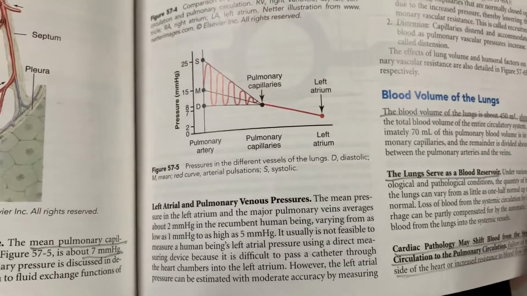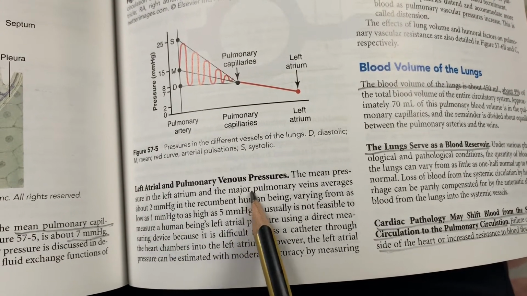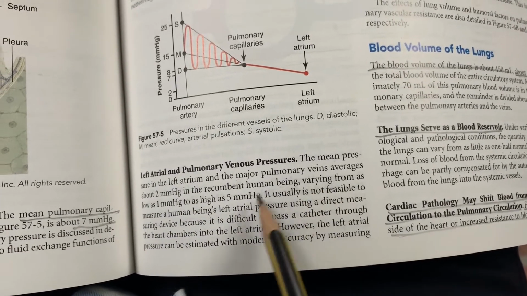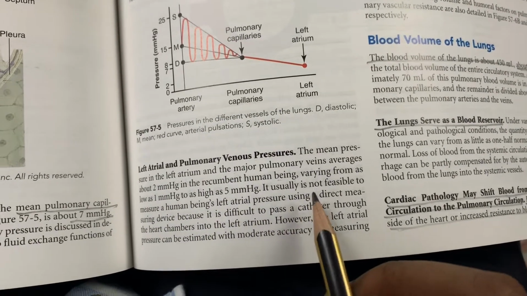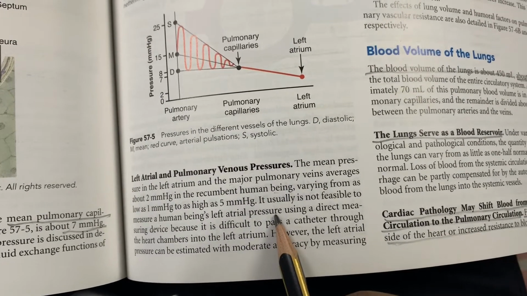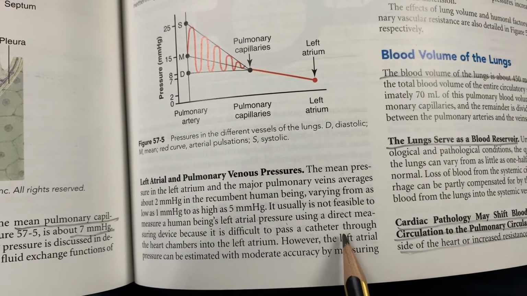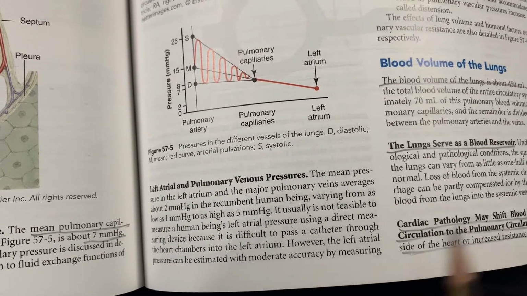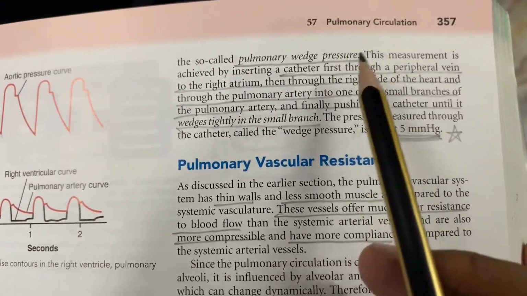Now coming to the left atrial and pulmonary venous pressures, the mean pressure in the left atrium and the major pulmonary veins averages about 2 mm Hg in the recumbent human being, varying from as low as 1 mm of Hg to as high as 5 mm of Hg. It is usually not feasible to measure a human being's left atrial pressure using a direct measuring device, because it is difficult to pass a catheter through the heart chambers into the left atrium. However, the left atrial pressure can be estimated with moderate accuracy by measuring the so-called pulmonary wedge pressure.